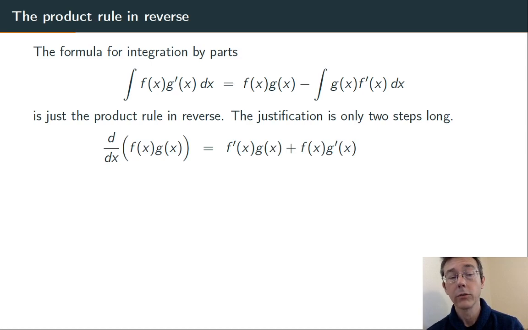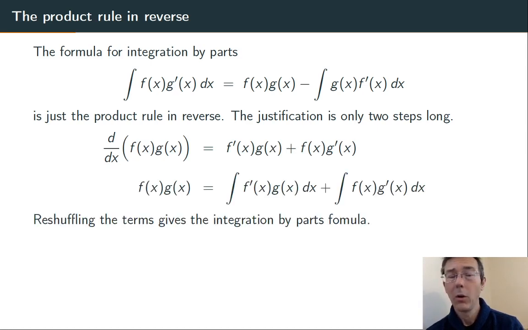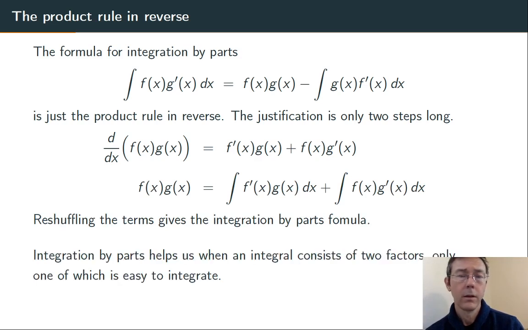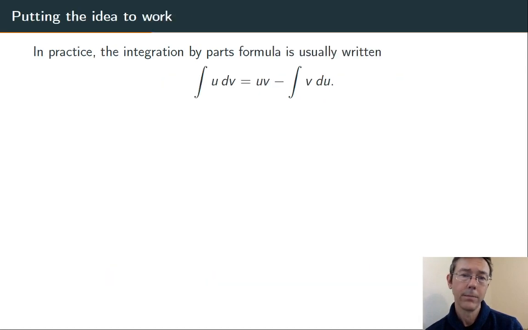There's our old friend, the product rule. If we take indefinite integrals of both sides, all we really have to do is shuffle those terms around to get that formula for integration by parts. Fundamentally, integration by parts helps you when you have an integral of a product where u-substitution isn't getting you anywhere, and in particular where only one of the factors is easy to anti-differentiate.